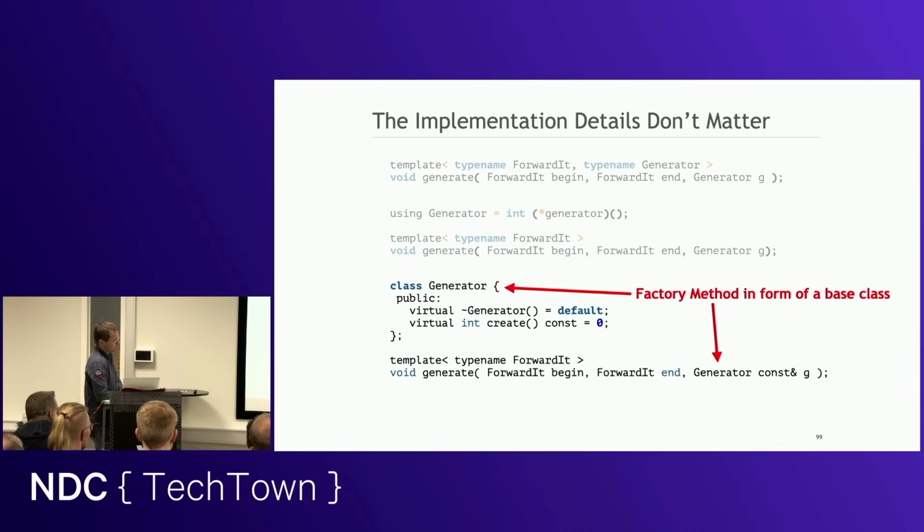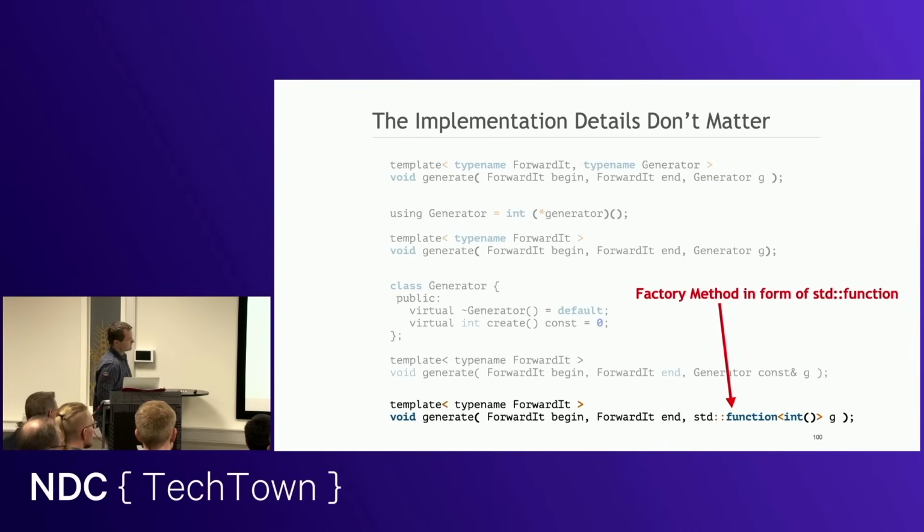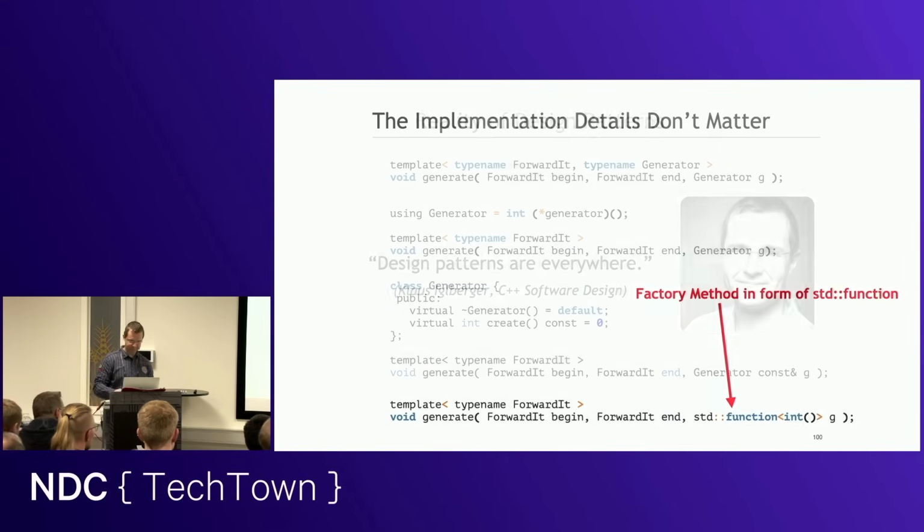And last but not least, I could envision also that we pass a std::function. Again, not a good idea. Suddenly we have runtime polymorphism, but it definitely is still a factory method. So it's not the how I implement it, it's what I want to express. It's the name, it's the term.